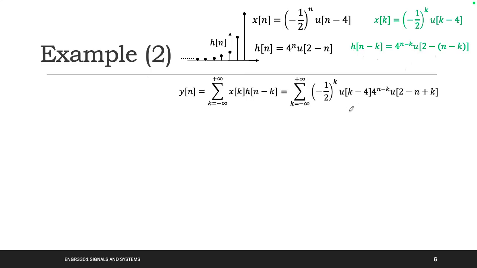Any questions so far? Okay, then what should we do? Follow the previous example. What's the next step?